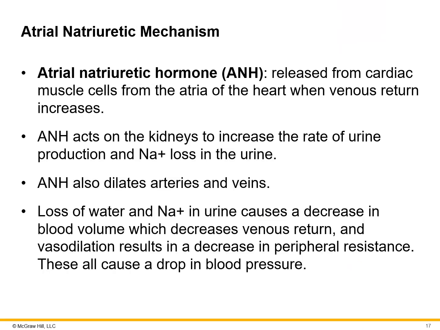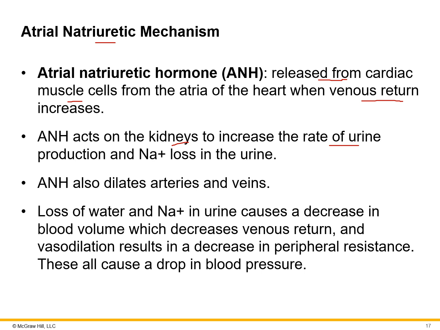We also have the atrial natriuretic mechanism, or the ANH. This is the hormone that gets released from the cardiac muscles of the atria, hence the name, when the venous return increases. So if we have a lot of blood coming back into the heart, this hormone gets released. It acts on the kidneys to increase our urine production.